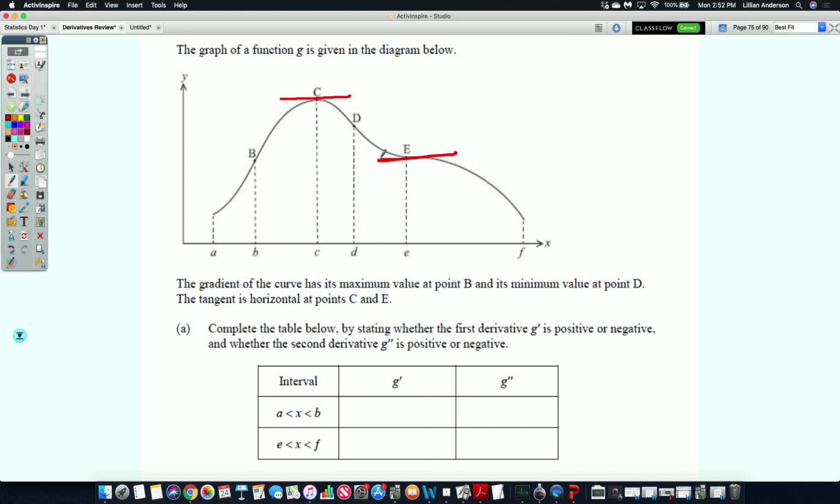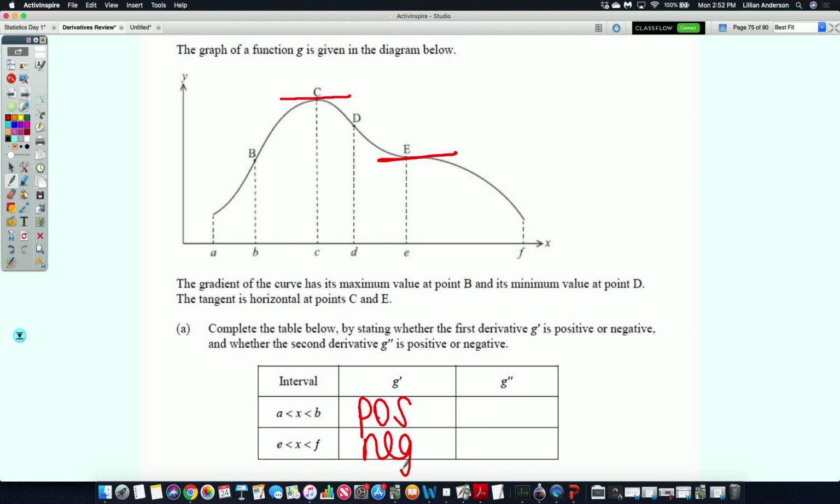Same thing with the second derivative. From A to B, is the first derivative positive or negative? Positive, because the slope of any tangent line is positive. What about from E to F, the first derivative? Negative. Very good, because the slope of any tangent line is going to be negative.